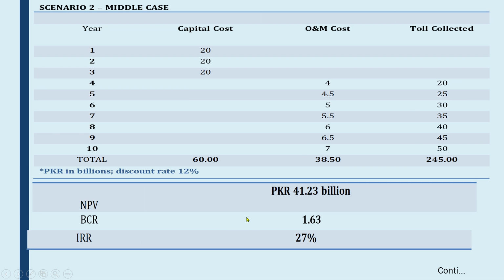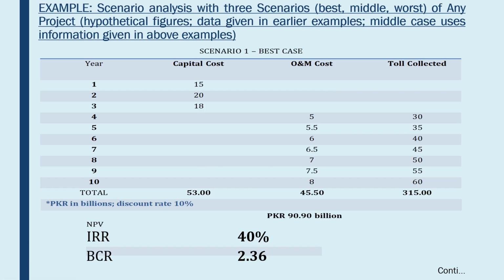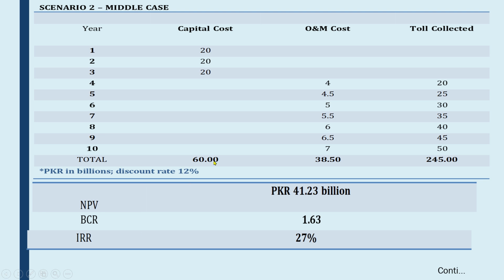There is a middle case in which you have a capital cost of 60 million. The discount rate is 12%. Previously the discount rate was 10%, and in this case, the discount rate is 12%. So you have changed all things, like the discount rate and the capital cost. The O&M is 38.5 million. The toll collected, or the revenue collected, is 245 million. The NPV is 41.23 billion.